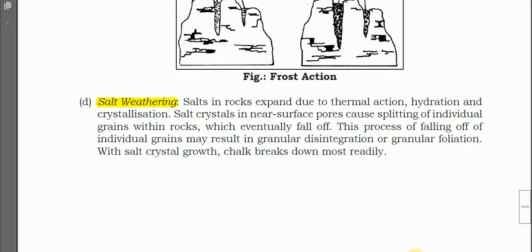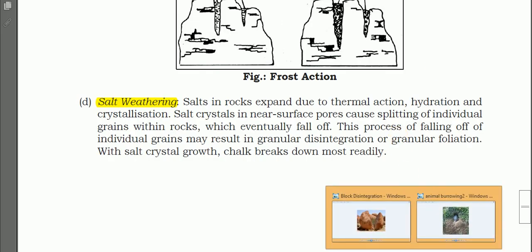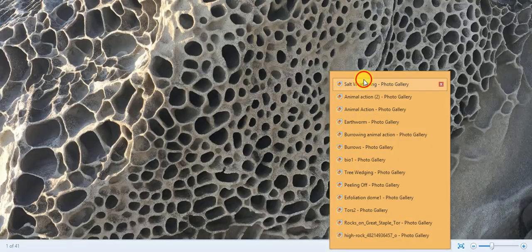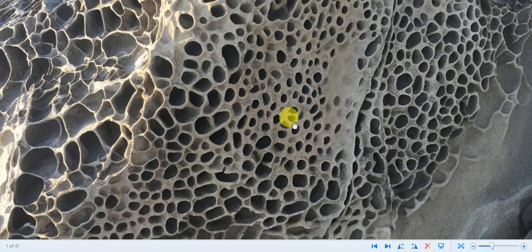And another one is also here. This is also due to the salt weathering process. Salt was present in the holes, and because of the weathering process, it is removed.